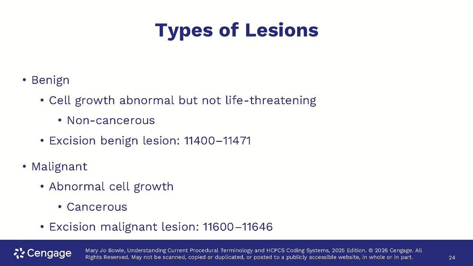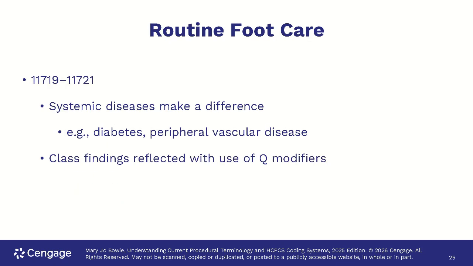Okay. So when you're coding excision of lesions, you have to make sure that you review the documentation to get that size, to get that anatomic site, as well as if it's benign or malignant. Also, notice the range of codes for malignant versus benign. And I say this because they look very similar. And so, something you want to just take note of.